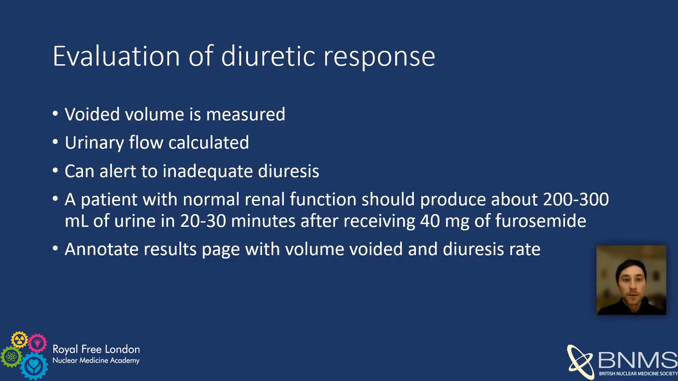To evaluate the diuretic response, the voided volume is measured. Urinary flow is calculated from the time interval from pre-scan void to post-scan void, and this can alert to inadequate diuresis. A patient with normal renal function should produce about 200 to 300 milliliters of urine in 20 to 30 minutes after receiving 40 milligrams of furosemide. The volume voided and diuresis rate should be included in the results page.